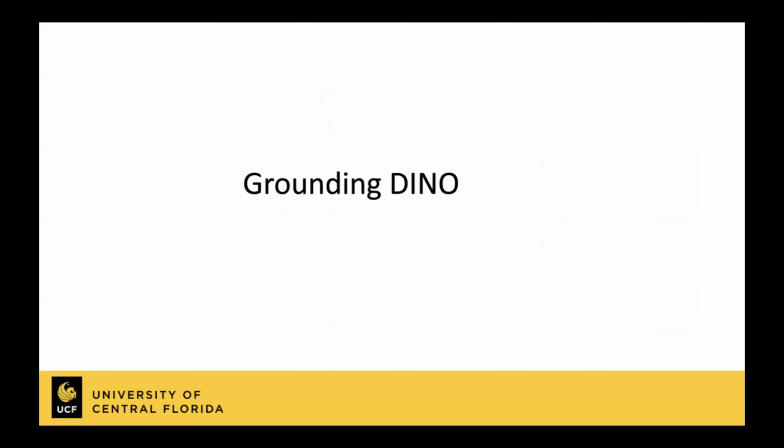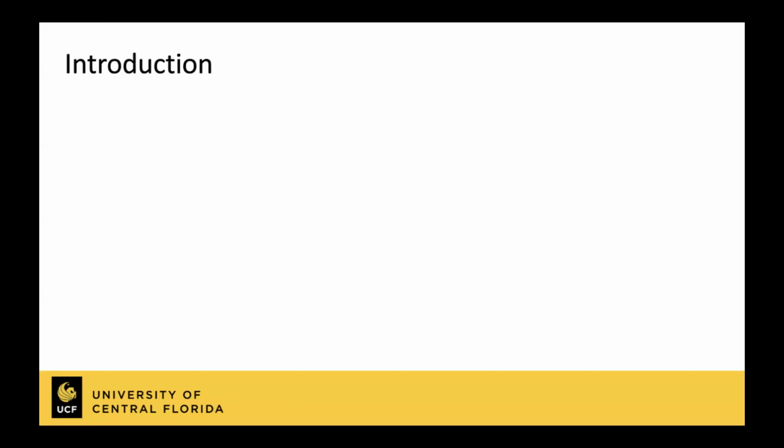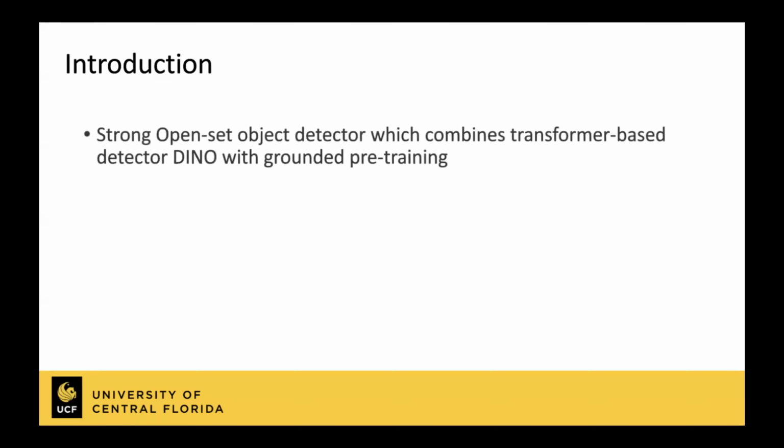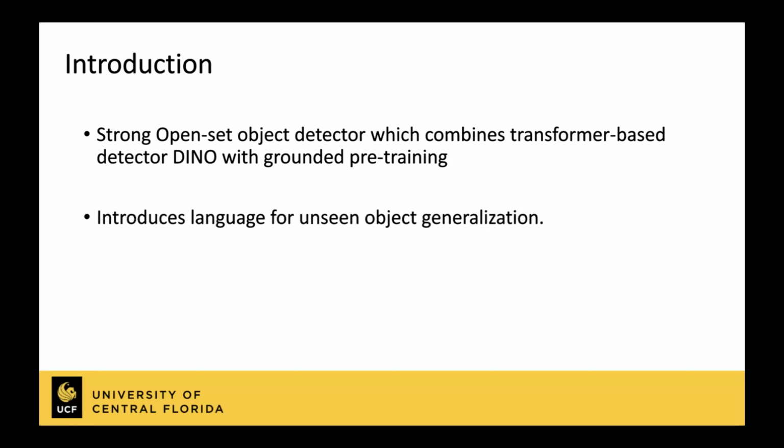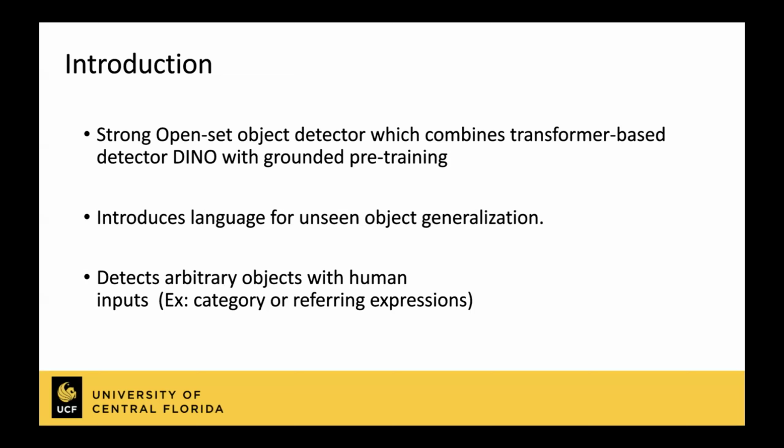Okay, so now we move to Grounding DINO. A brief introduction of the model is that Grounding DINO is a strong open set object detector which combines the transformer-based detector DINO with grounding pre-train. By being an open set object detector, it introduces language for unseen object generalization and detects arbitrary objects with human input, which can be, for example, categories such as the previously shown ones, or referring expressions, which we are going to show later on.